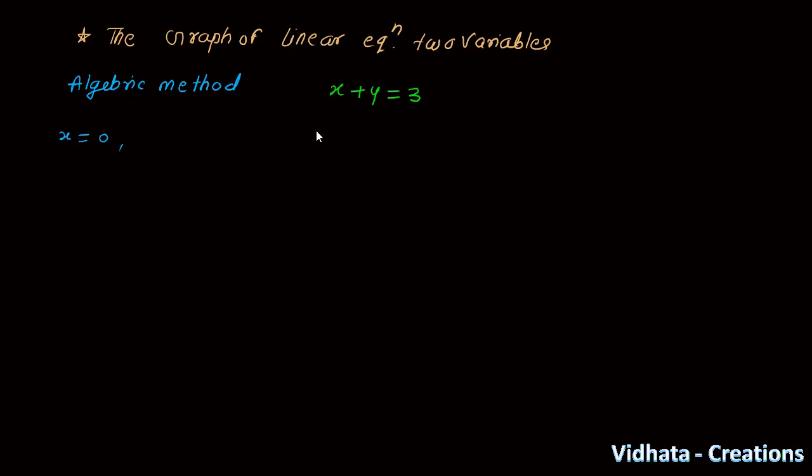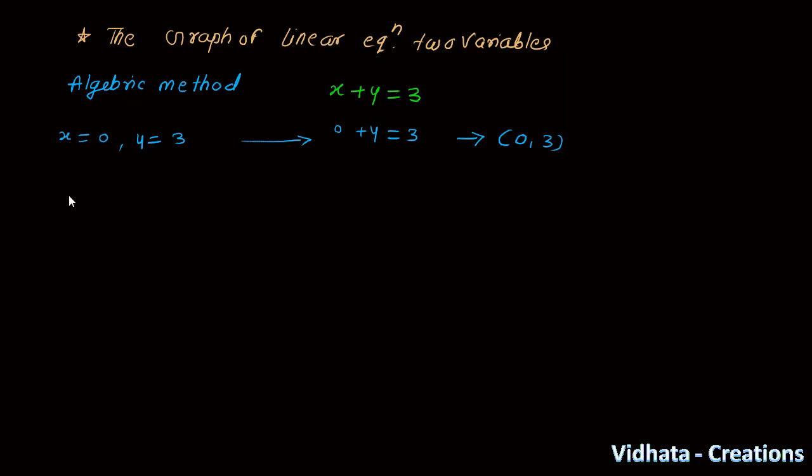So let us see. If I take x is equal to 0 and put it in the equation, then I will get the value of y is equal to 3. Therefore, the first solution is x is equal to 0 and y is equal to 3. This is your first solution.